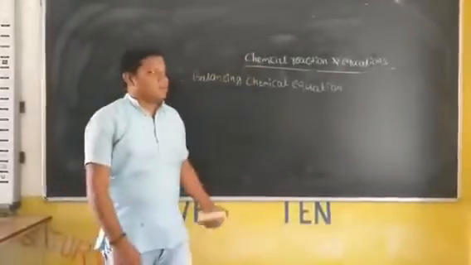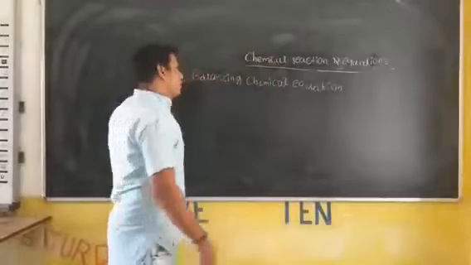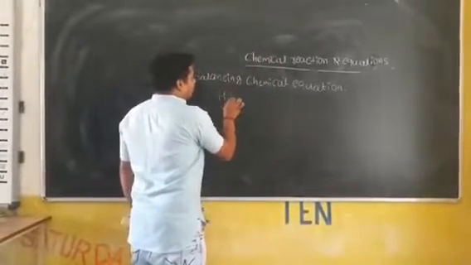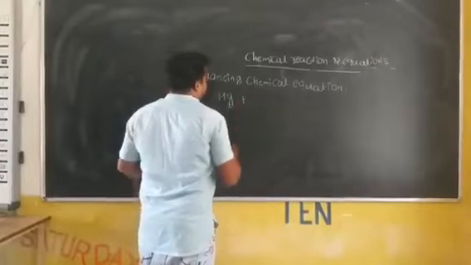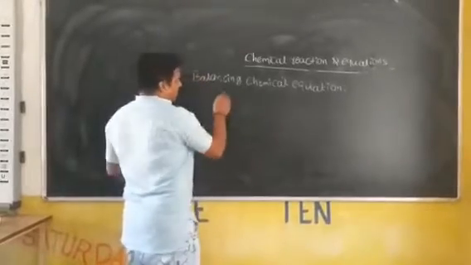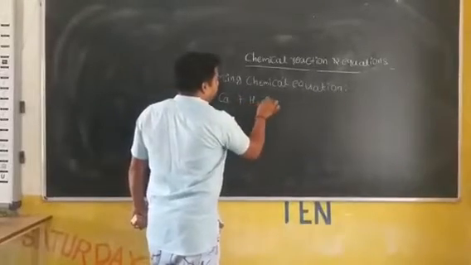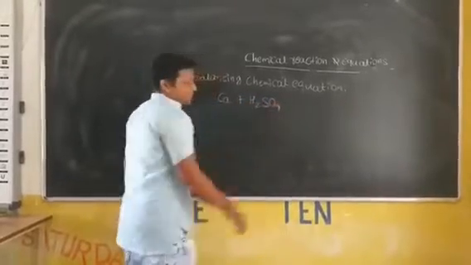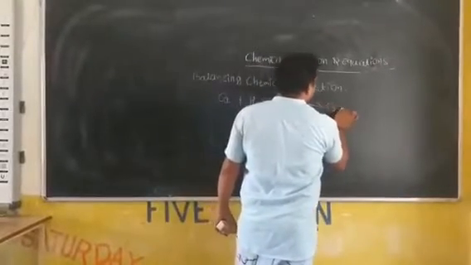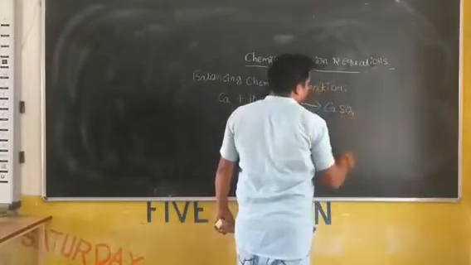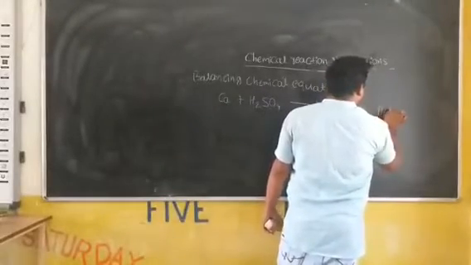Then the next one, balancing chemical equation or balanced chemical equation. Now I write one example. When calcium is reacted with the H2SO4, when calcium is reacted with the sulfuric acid, it produces calcium sulfate with the liberation of H2 gas.